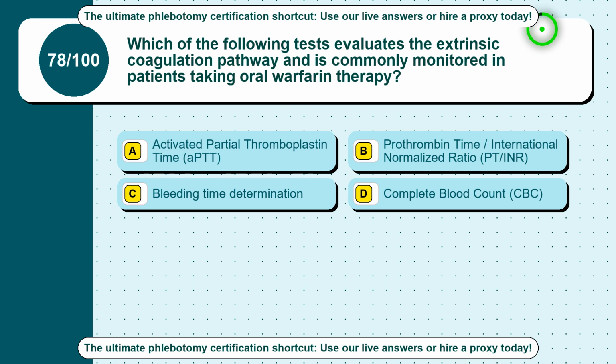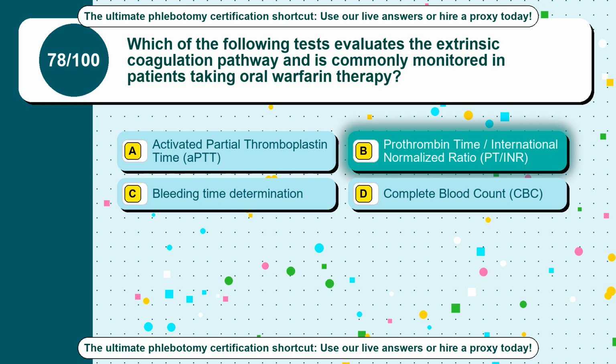Question 78. Which of the following tests evaluates the extrinsic coagulation pathway and is commonly monitored in patients taking oral warfarin therapy? Option A, activated partial thromboplastin time, APTT. Option B, prothrombin time / international normalized ratio, PT/INR. Option C, bleeding time determination. Option D, complete blood count, CBC. The correct answer is option B, prothrombin time / international normalized ratio, PT/INR.